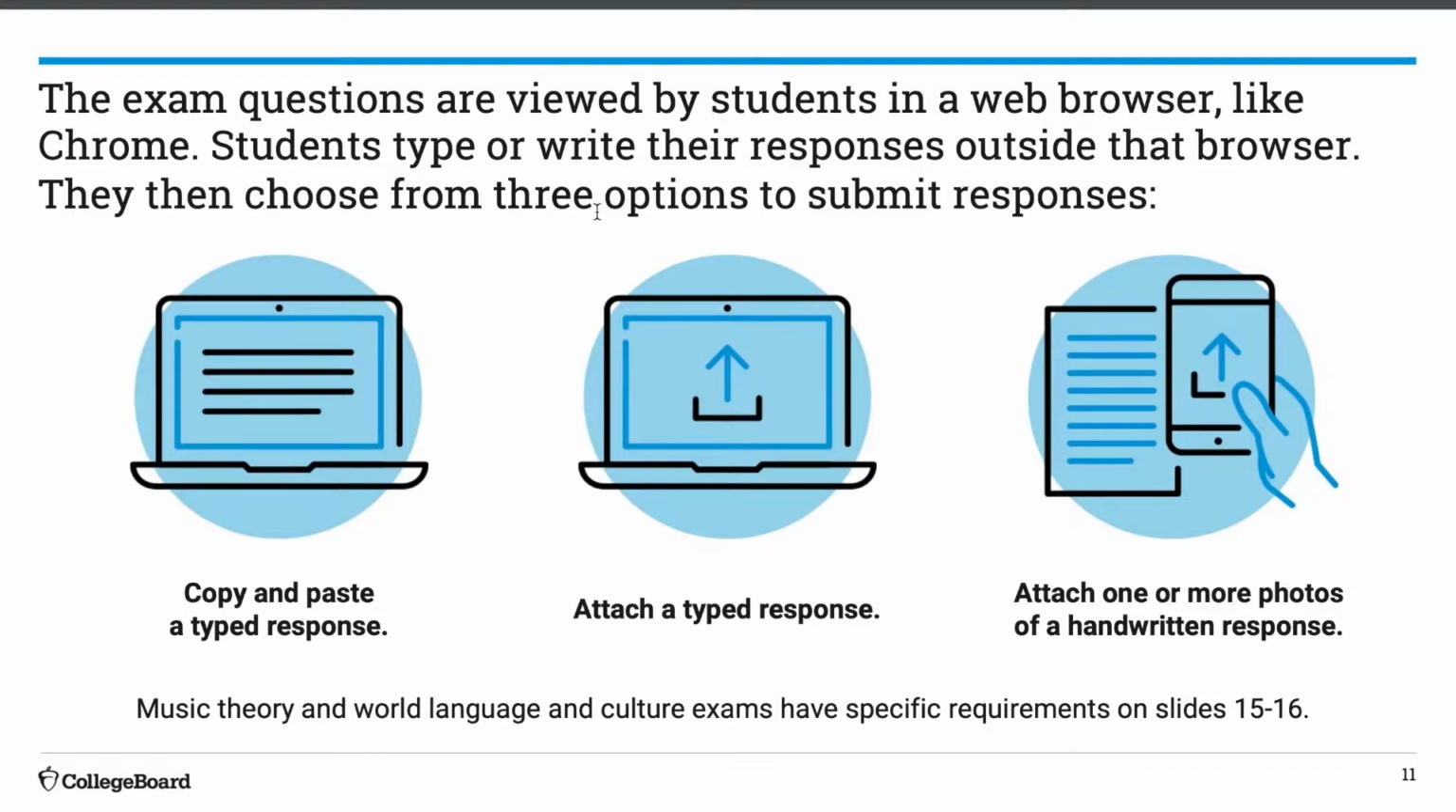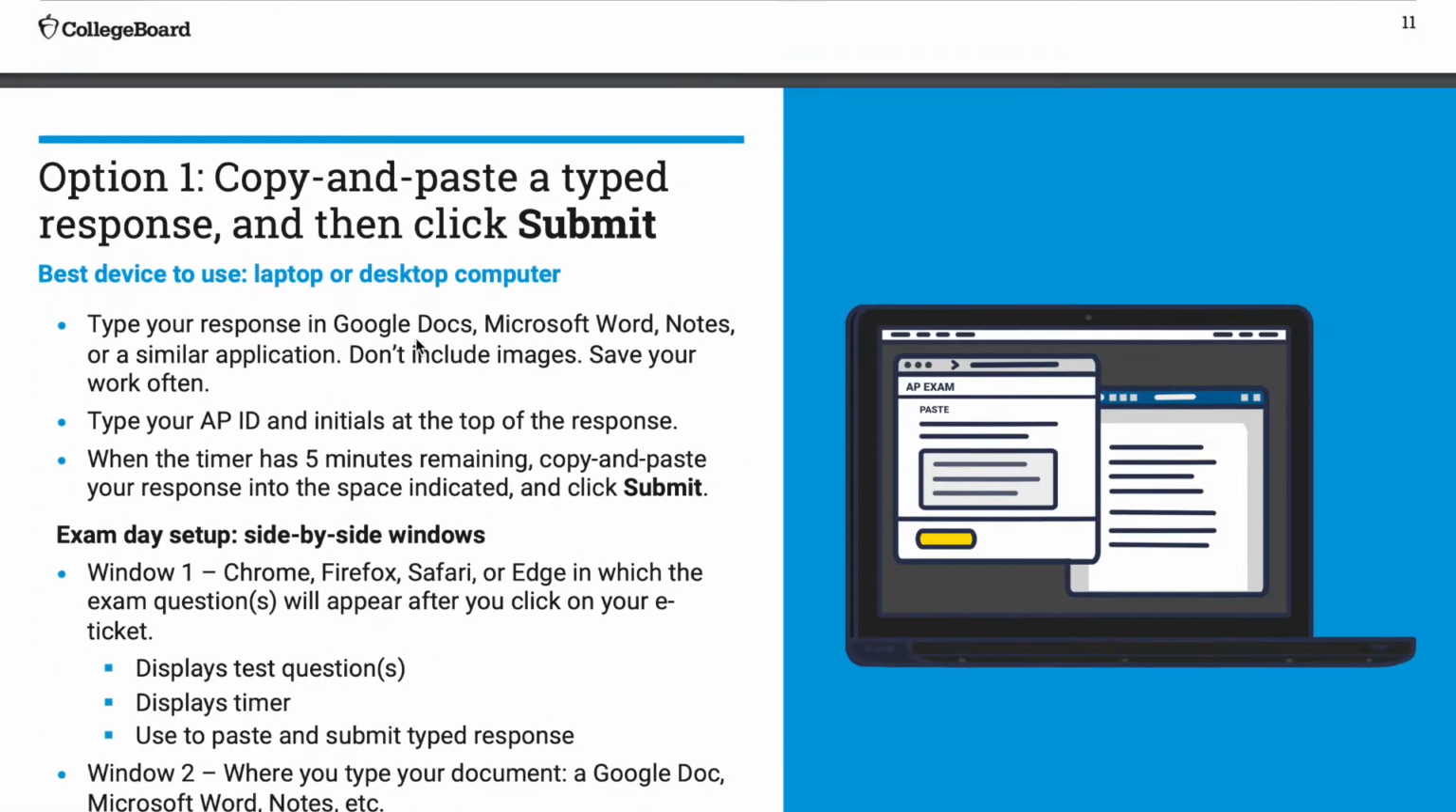Now, how are you going to upload your response? This is actually kind of cool, okay? You have a few options. You can copy and paste a typed response, so you can type it in Google Docs, and then just copy and paste it into the space provided. You could save your Google Doc as a doc and then attach it if you want to. You can also handwrite it and then take a picture of it with your phone and then submit it that way. So those are your 3 different styles of attaching.